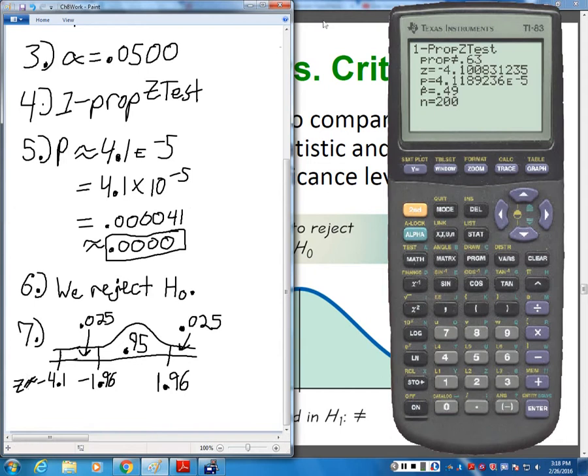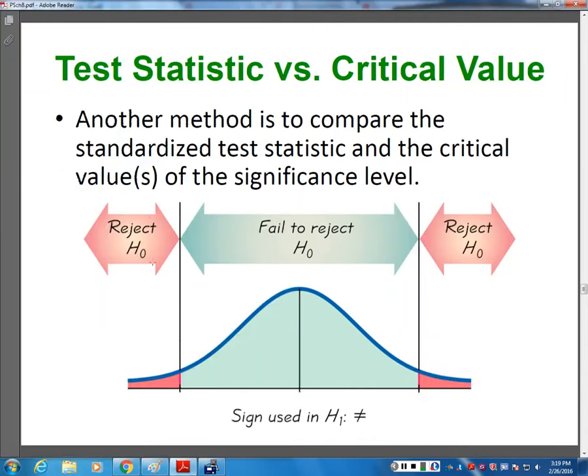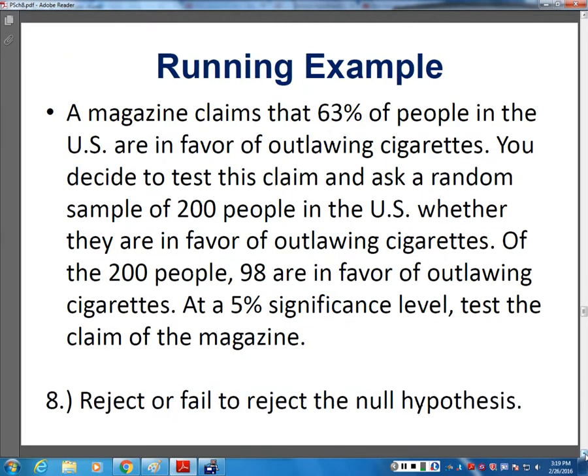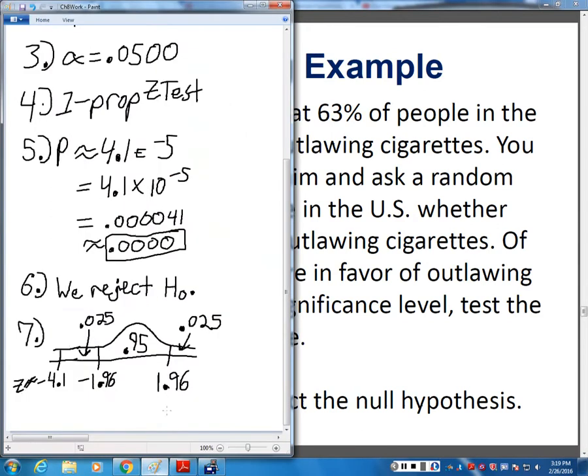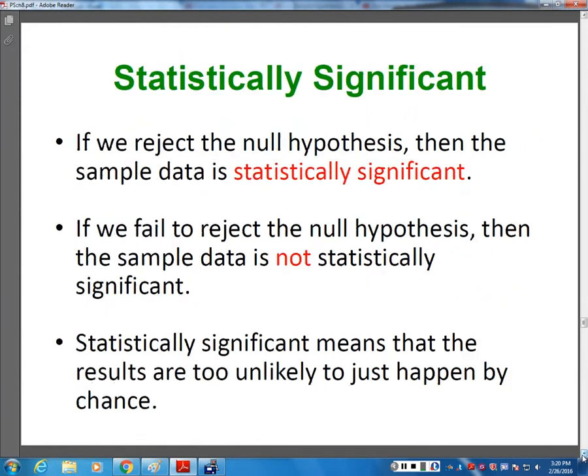If my test statistic, the z-score, falls within one of the tails, then I reject the null hypothesis. And in number 8, that's exactly what I'll do. Now notice, when I compared the test statistic to the critical values, I still came up with the same answer as when I compared the p-value to alpha. This is just an alternative way to arrive at the same conclusion. Either way, we rejected the null hypothesis.